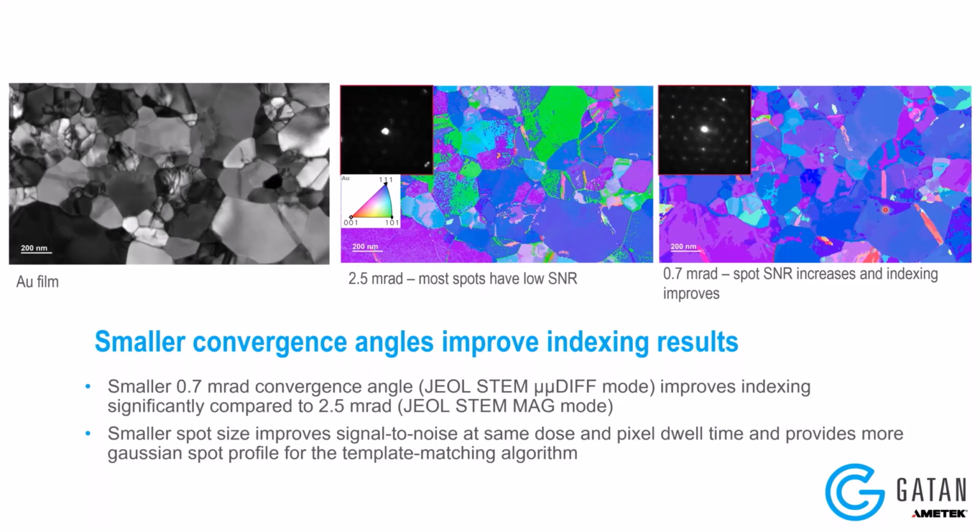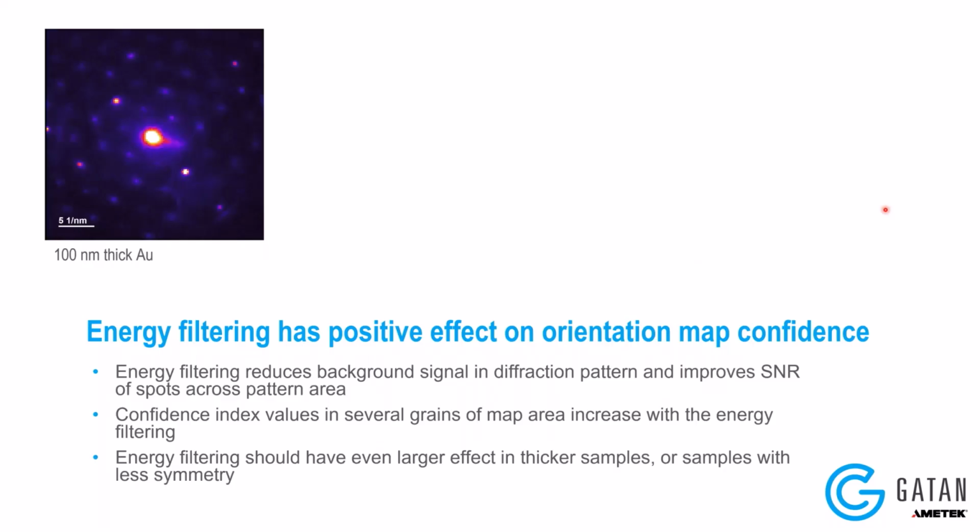So when we go and want to do orientation analysis, that's one thing to look out for: what convergence angle we're using, and trying to maximize the signal to noise at each spot as we do our analysis to get the best results.